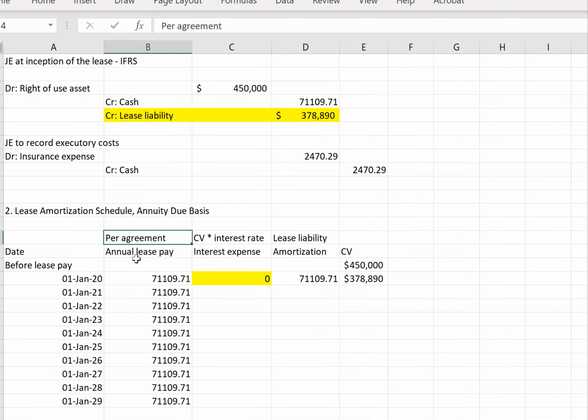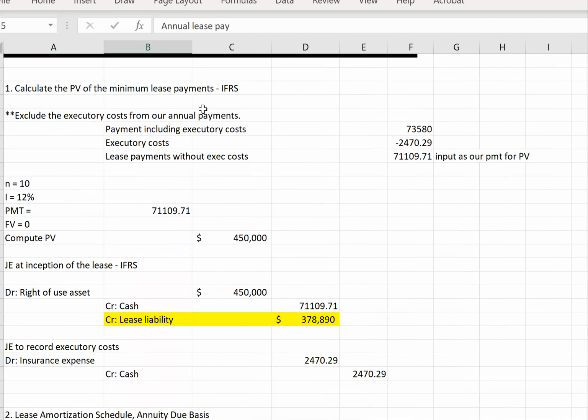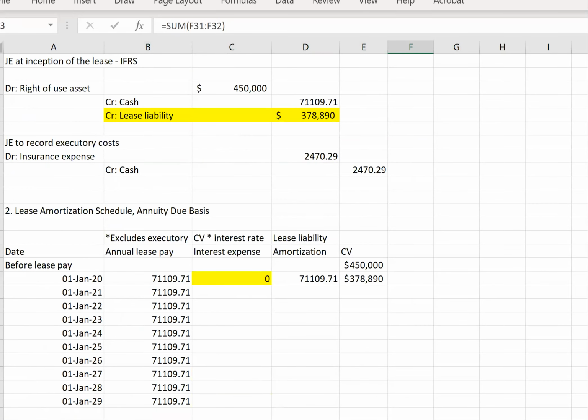It's really important that we say this excludes executory costs. So our executory cost is that 2,000. Looking up here, remember how we had to do this calculation for our lease payment? We said that per the rental agreement, our lease payment is $73,580, but it includes this $2,400 for insurance costs. So our net lease payment per year is $71,109. Now, when we do our amortization schedule, we are using that net payment. So it does not include executory costs. That wasn't part of the present value, so it would not make sense to include it here.